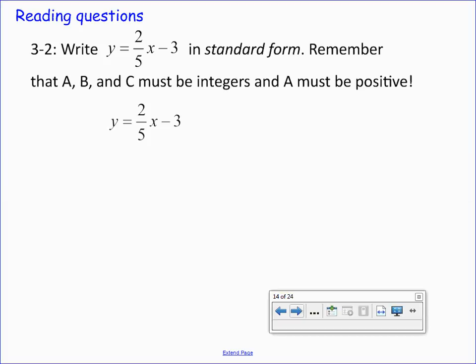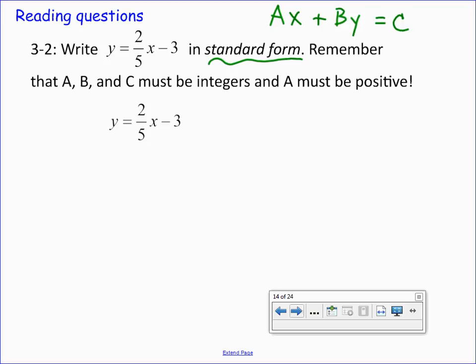In order to do that, we need to make it look like standard form, which is what with letters? So just letters only, everybody find standard form. What does the standard form look like with letters? Barrett? Ax plus by equals c. Thank you. Ax plus by equals c. So we're going to make this y equals 2/5 x minus 3 look like that. Ax plus by equals c, where a, b, and c are integers.